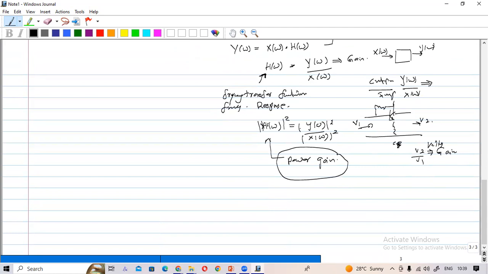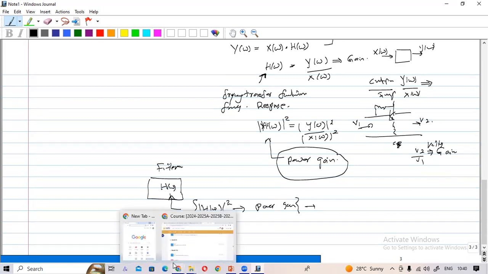Sometimes, if you want to design a filter, we are given this H(omega). Sometimes this H(omega) is given as the magnitude squared, |H(omega)|^2. So that is the power gain. The power gain is given. According to the power gain, you can design the filter. For example, I will show you.